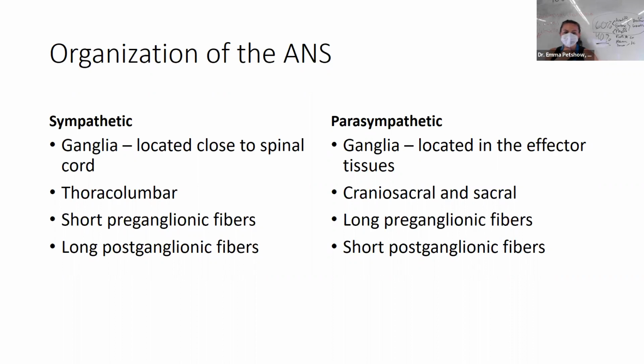Your sympathetic neurons are coming from the thoracolumbar region, so thoracic and lumbar region. So if you had a thoracic or lumbar pathology or issue in that region, what part of the autonomic nervous system could it affect? It'd be your sympathetic, if it's thoracic and lumbar. Versus if it's parasympathetic, it's craniosacral and sacral.